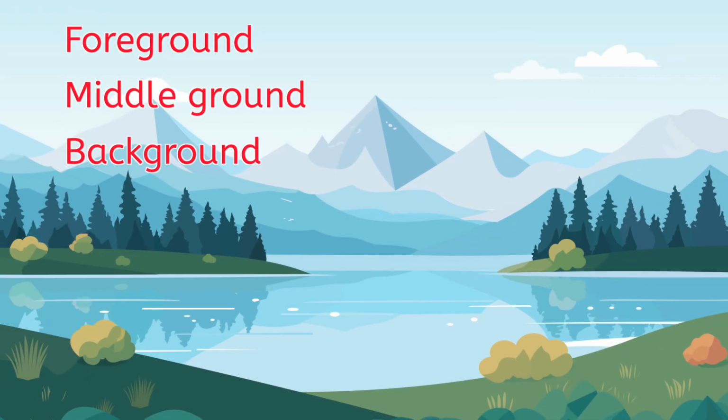Starting with the basics of space, we have foreground, middle ground, and background. Take a gander at the image on the screen. Which word is illustrated by each part of the image? Pause the video and see if you know the answer.